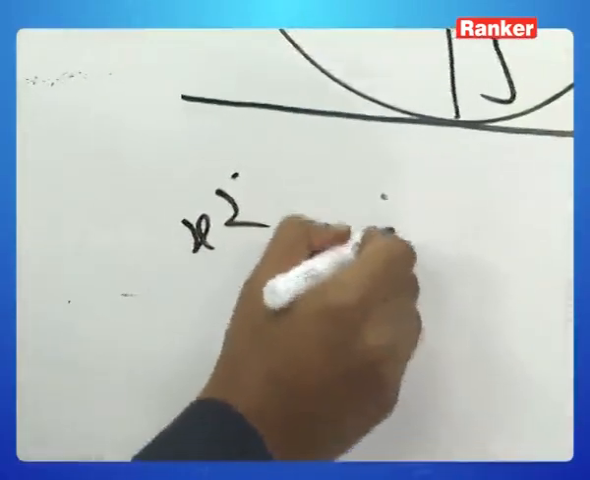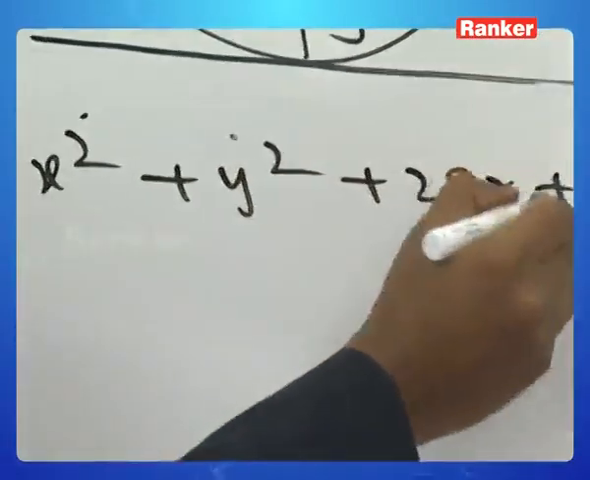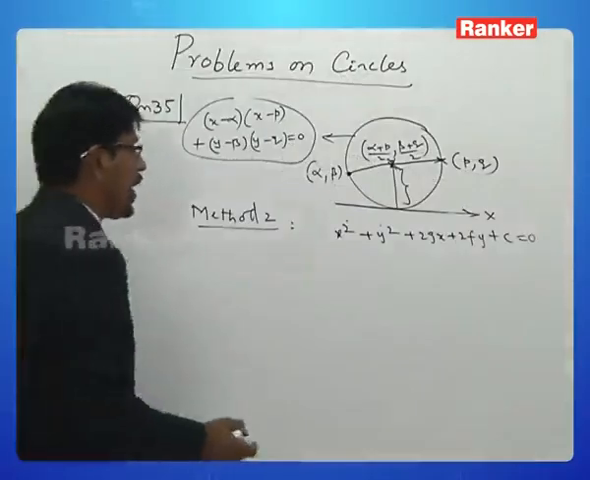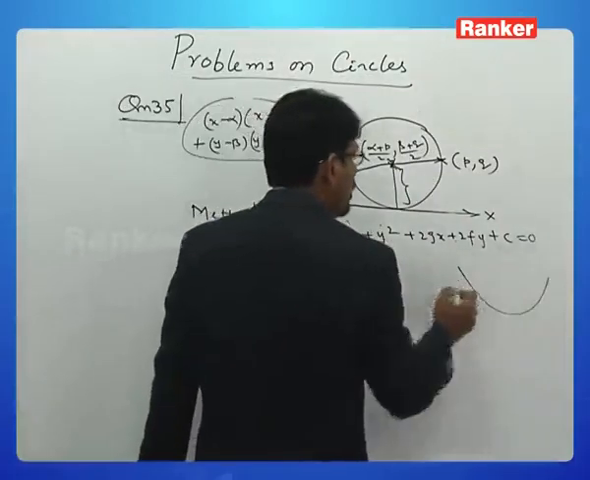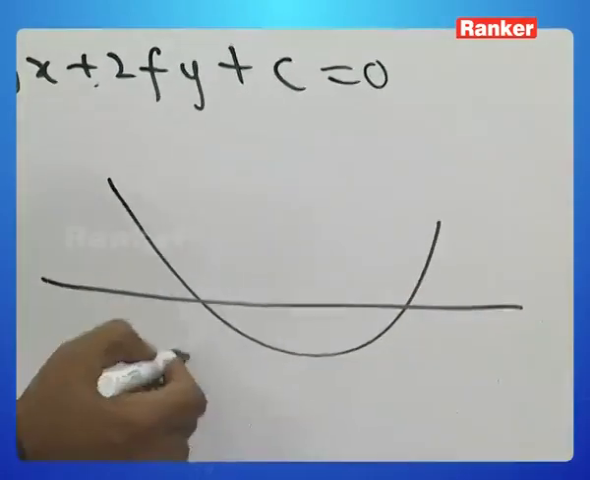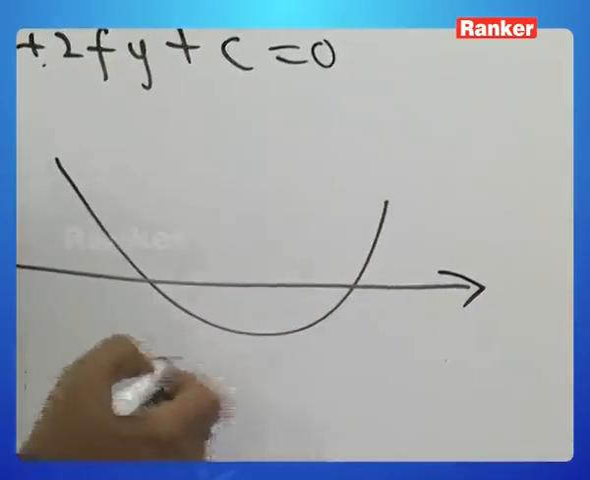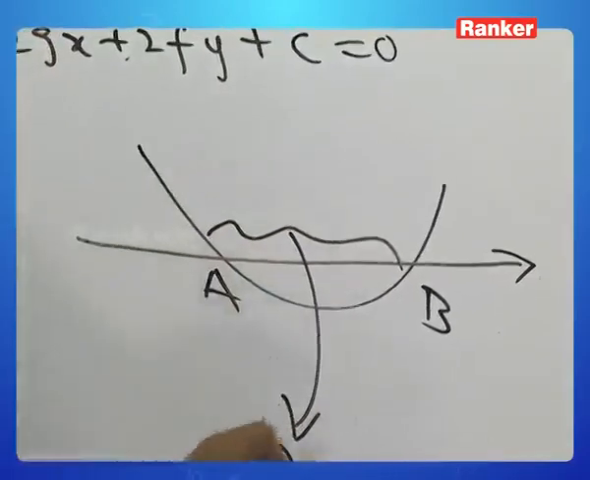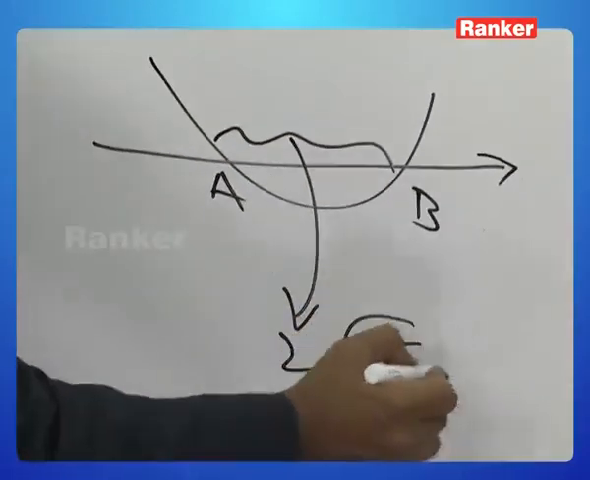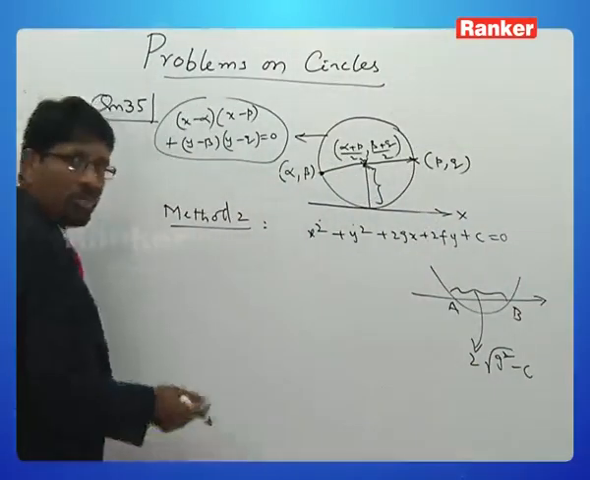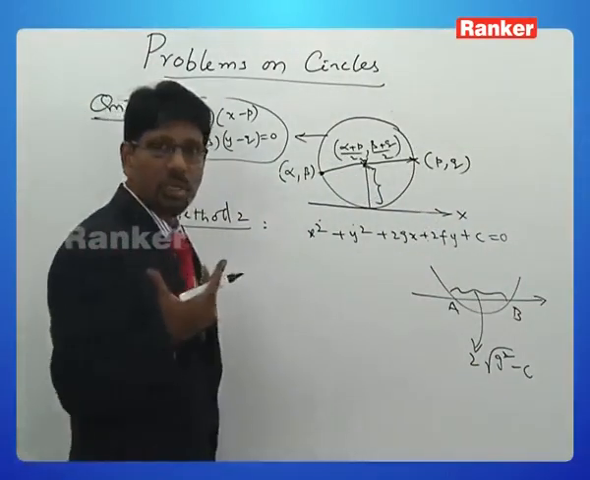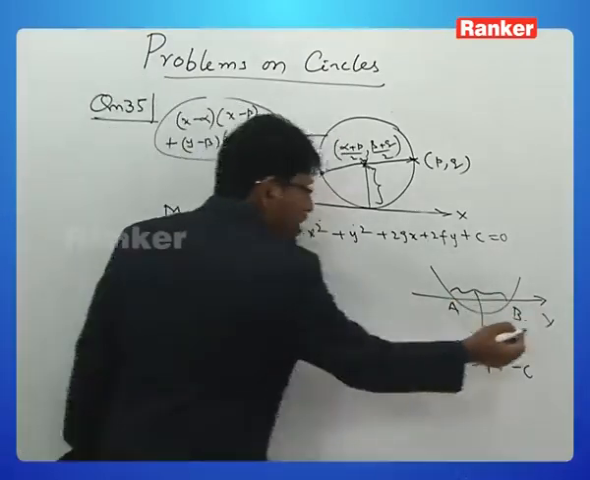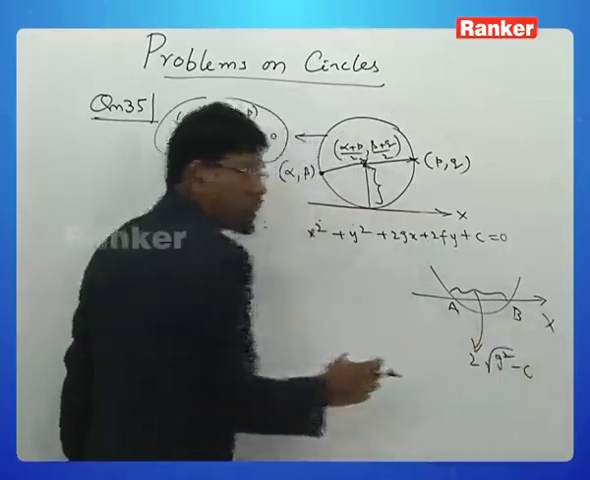x square plus y square plus 2gx plus 2fy plus c equal to 0. If this is the circle equation, the x-intercept made by this circle, suppose it's cutting the x-axis in 2 points, A and B, this length AB is given by 2 root of g square minus c. Now what will be the criterion for that circle to be touching this x-axis? If this is the x-axis, A and B should be coinciding. In other words, this intercept has to become 0.